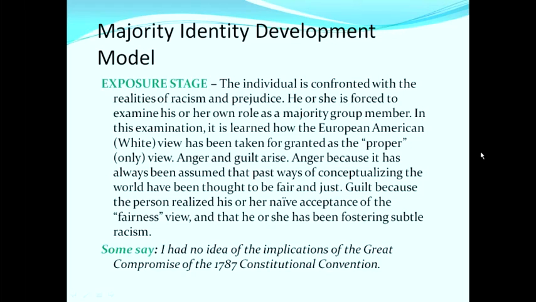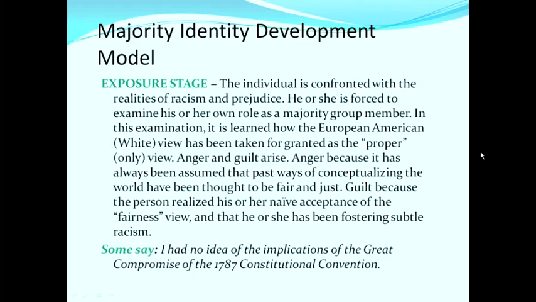The first was that the larger states wanted to be represented by the number of people, and the smaller states wanted to be represented equally. And so one of the compromises was that we'd have two houses of Congress. One, which they would call the House of Representatives, would be represented by the number of people in the state, and the other, which they would call the Senate, would have equal representation for the states.